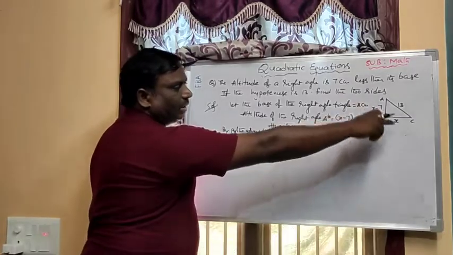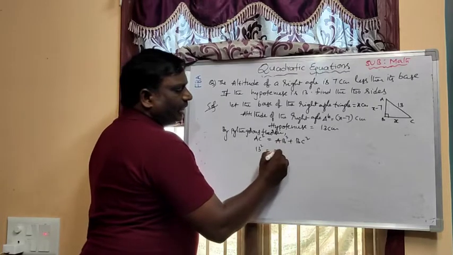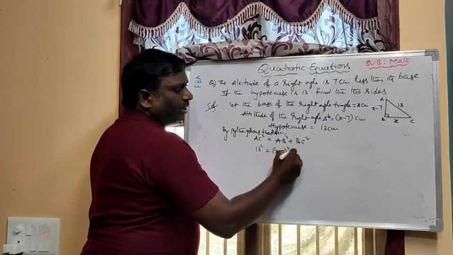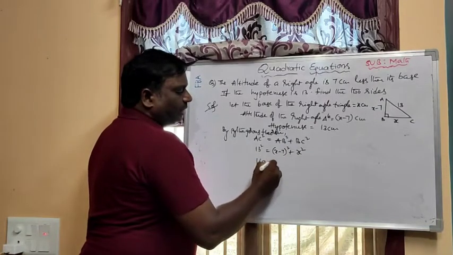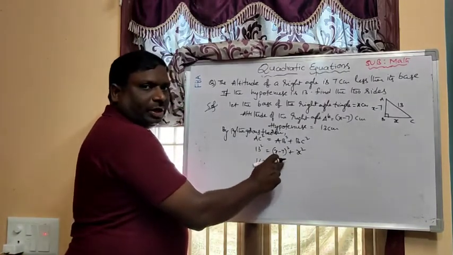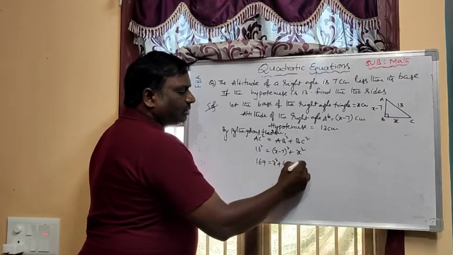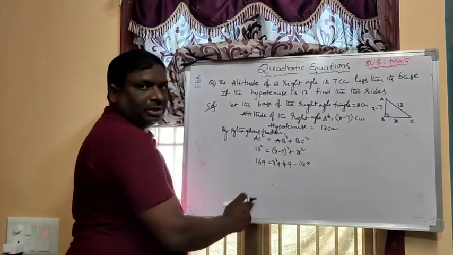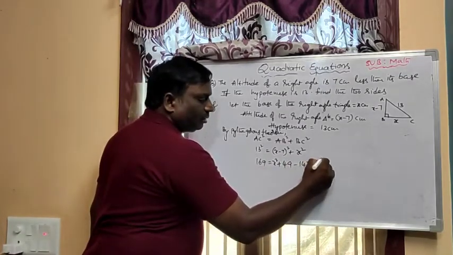What is AC here? 13 square equals, what is AB? (x minus 7) whole square plus, what is BC? x square. So 13 square is 169. (a minus b) whole square we have to apply, that is x square plus 49 minus 14x, minus 2ab. 2 sevens are 14, 14 into x, minus 14x, plus x square.